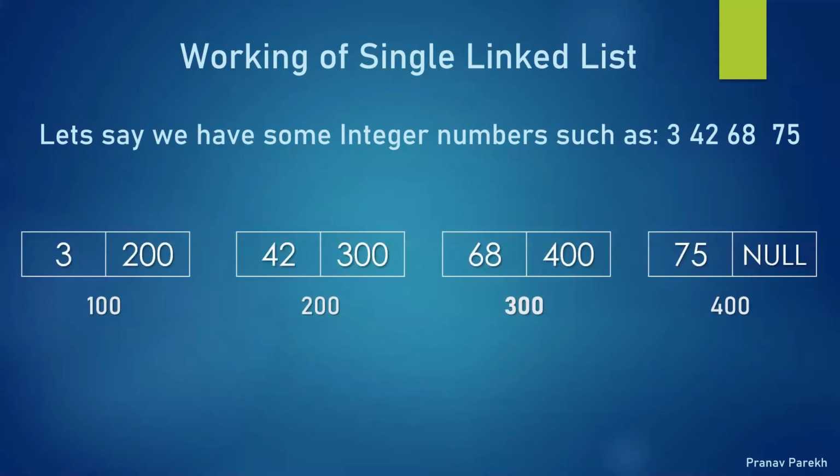Now we can see that the address of the first node is 100. The address of the second node is 200. Similarly, the address of the third node is 300 and the fourth node is 400. Again, note that the addresses of the nodes may not be sequential. Now the nodes are created and we have inserted the data also. But what about the addresses? How will each node know the address of the next node in the memory? In order to do this, we will store the address of the next node in the link part of the node.